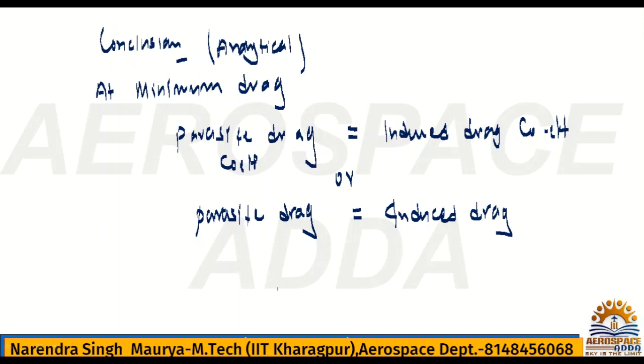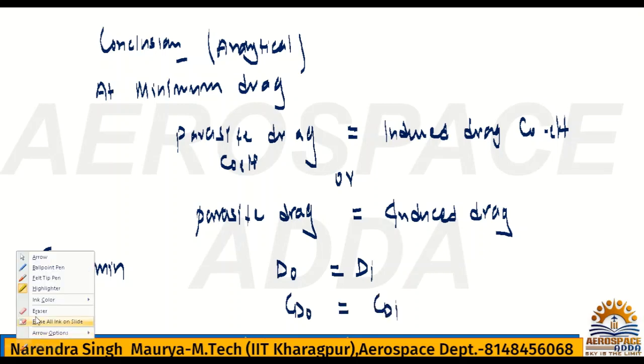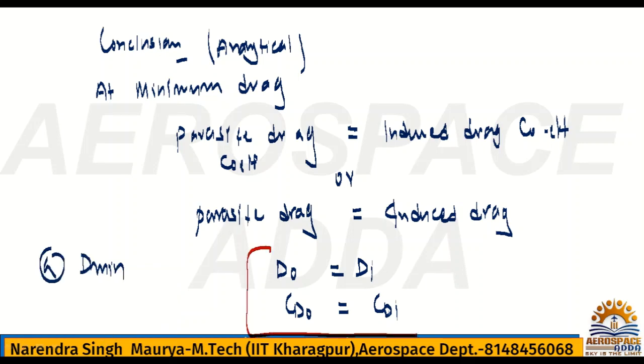So what you got? D naught is equal to DI at D min. D naught is equal to DI or CD naught is equal to CDI. This is the conclusion you got both ways. Okay. Because why I have shown you the graphical point of view also, that graphical explanation was required. Why? So the student can relate it graphically.